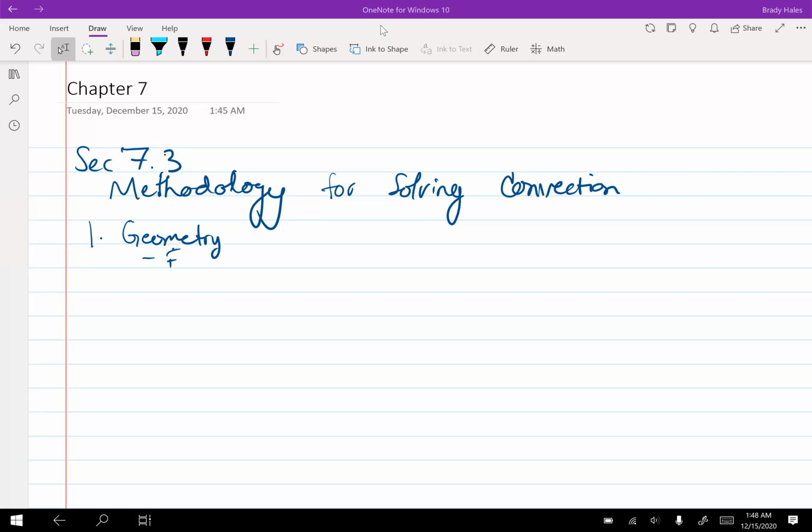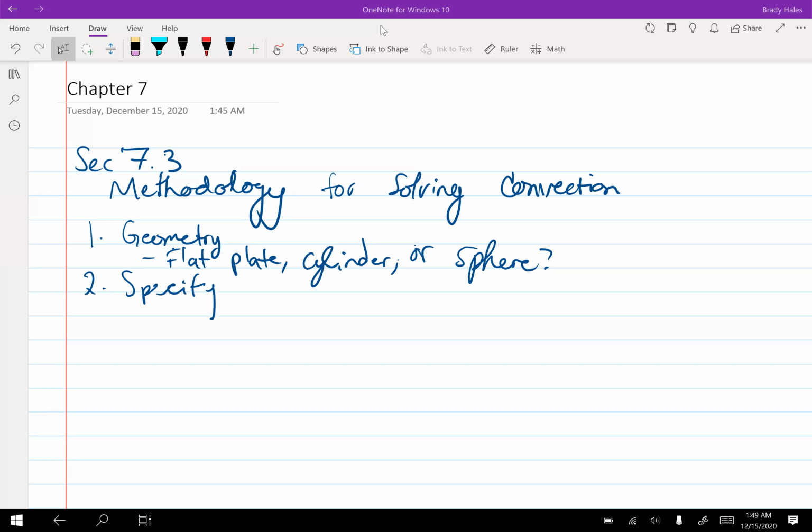So is it a flat plate, cylinder, or sphere? And then number 2 is specify reference temperature. 3 is calculate the Reynolds number.